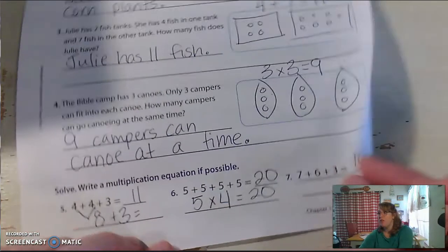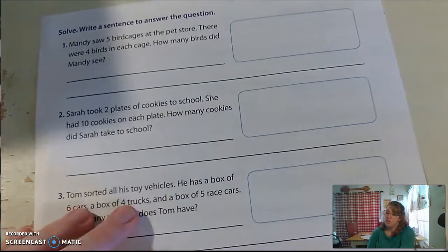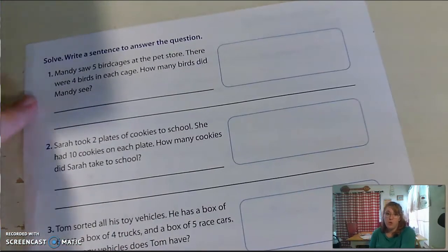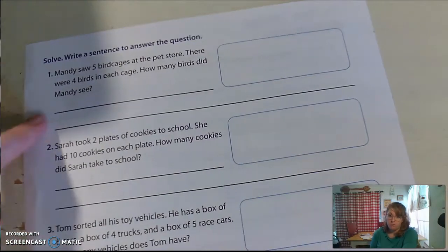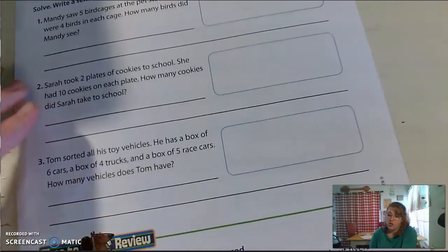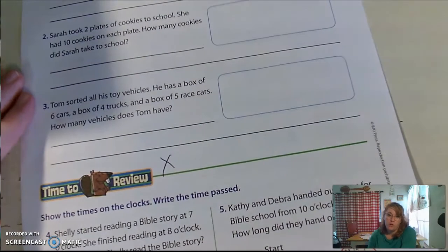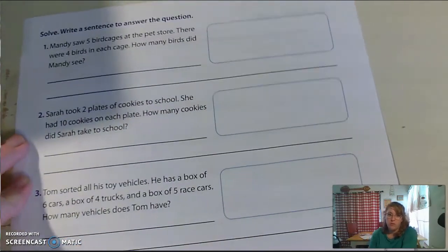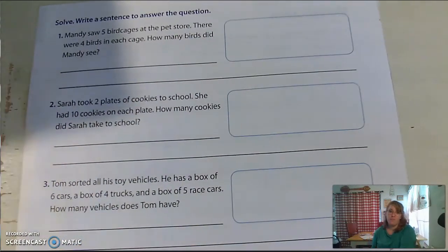Let's flip it over and look at the back real quick. Okay, they have 3 word problems that you have to draw. And I don't want you to do the time to review on this one. I just want you to focus on these 3 word problems, okay? And number 1 says, Mandy saw 5 bird cages at the pet store. There were 4 birds in each cage. How many birds did Mandy see?